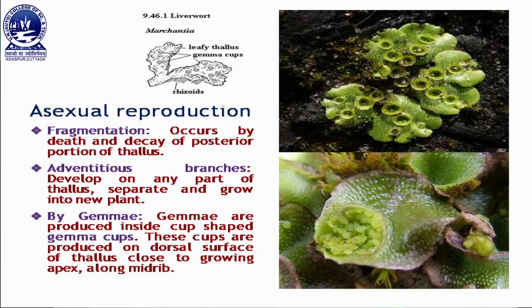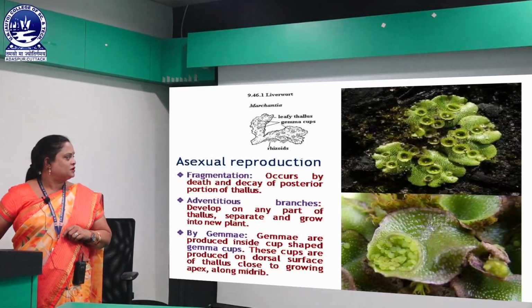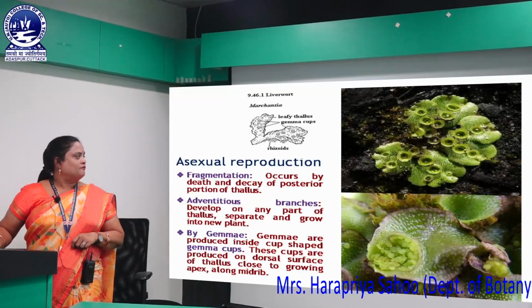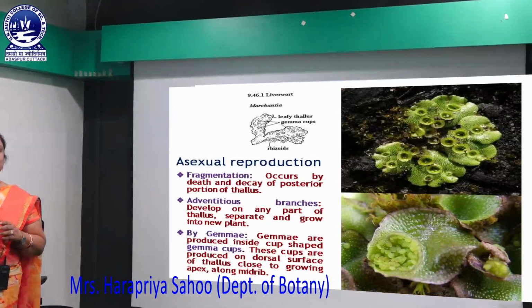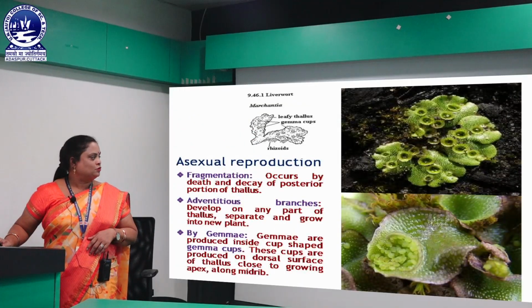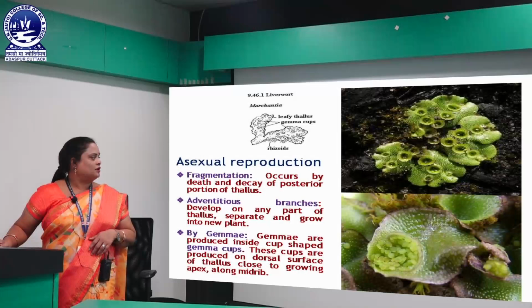Next, reproduction in Marchantia takes place by two methods: sexual reproduction and asexual reproduction. Asexual reproduction takes place by fragmentation, adventitious branches and gemma production. Fragmentation means that when the thallus grows, the lower portion becomes older and the older cells die. Continuous death and decay of the older cells reaches the apical portion, which is divided and separated into two parts by dichotomous branching, and each branch is capable of producing a mature Marchantia thallus.